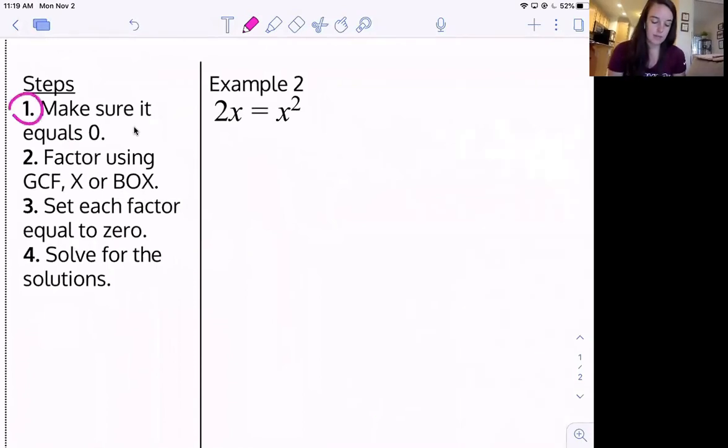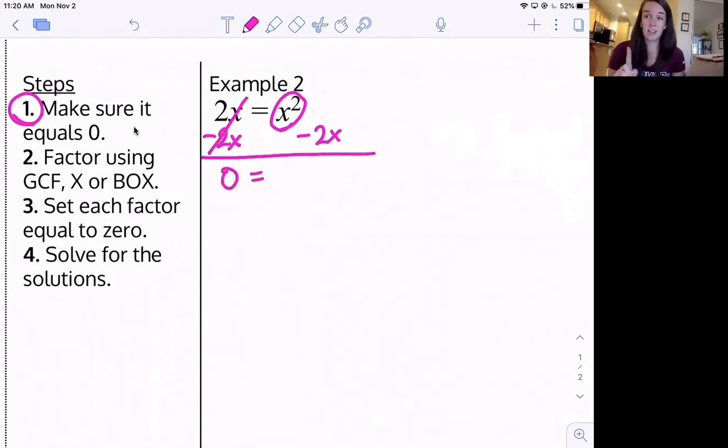So first step, make sure it equals 0. I see here that there's no equal 0. I see the x squared, so I want to move everything onto that side. I'm going to go ahead and subtract 2x in order to move it onto this side. So this is going to become 0 equals. Those are not like terms because 1 is x squared and 1 is x. So I'm going to write x squared minus 2x.